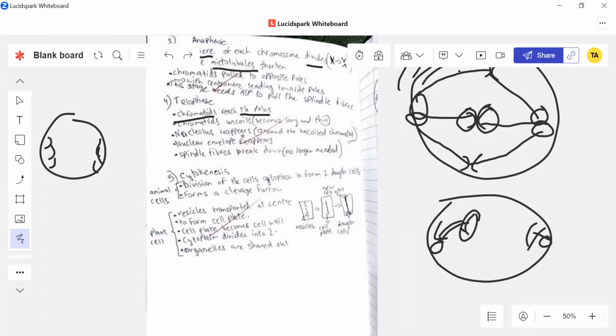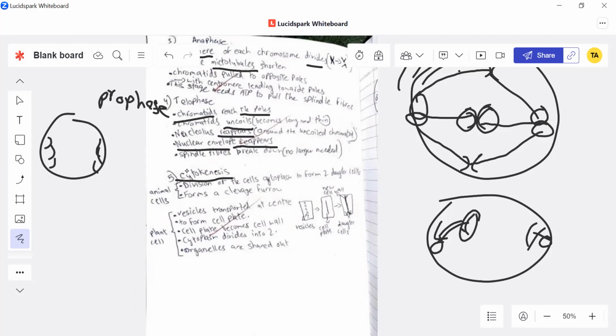In this part, the nucleolus will reappear, the nuclear envelope will also reappear, and the spindle fiber will break down. So basically, telophase is the opposite of prophase, because in prophase the nucleolus was disappearing; here it's reappearing. In prophase the nuclear envelope was disappearing; here it's reappearing. And the chromatid was condensing in prophase, but in telophase the chromatid is uncoiling. You've reached telophase, and what happens after telophase is cytokinesis.